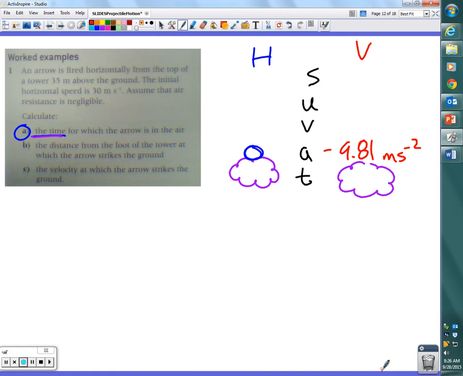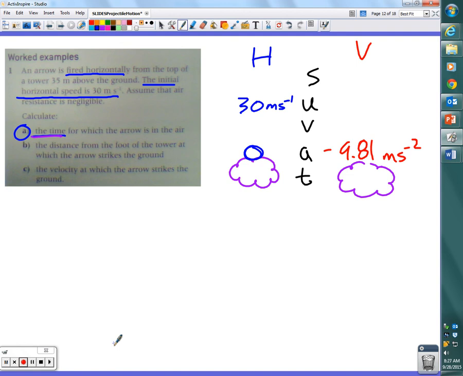Now, it's a matter of going back into our information and getting what we need. So, it tells us in the problem, the initial horizontal speed is 30 meters per second. So we can plug that in here for the initial horizontal speed. These type of problems that we start off with are kind of special cases in that it tells us that the arrow is fired horizontally.